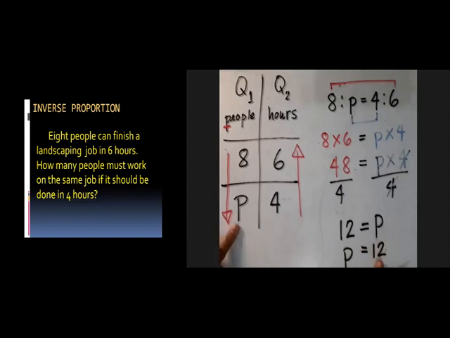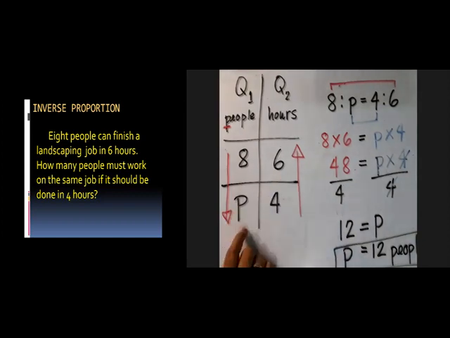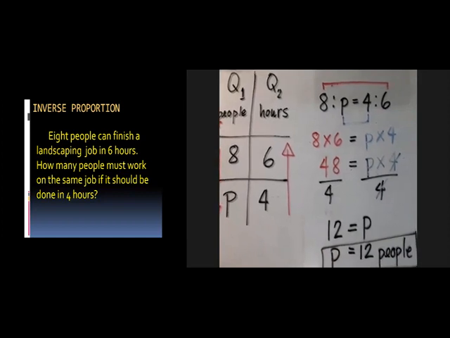Hanapin natin yon doon sa people. So 12 people. Okay? Yun yung sagot natin for this particular problem. So 8 people can finish a job, a landscaping job in 6 hours. So how many people must work on the same job if it should be done in 4 hours? The answer is 12 people. Okay? There should be 12 people working on the job.